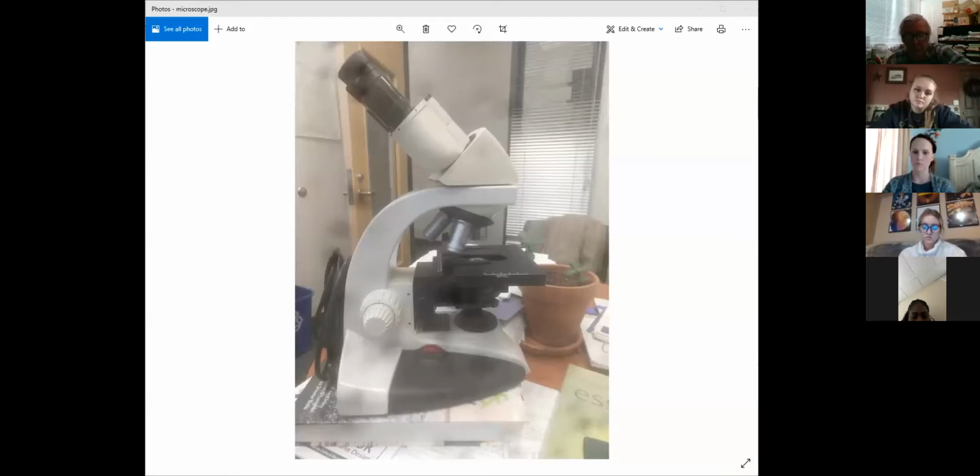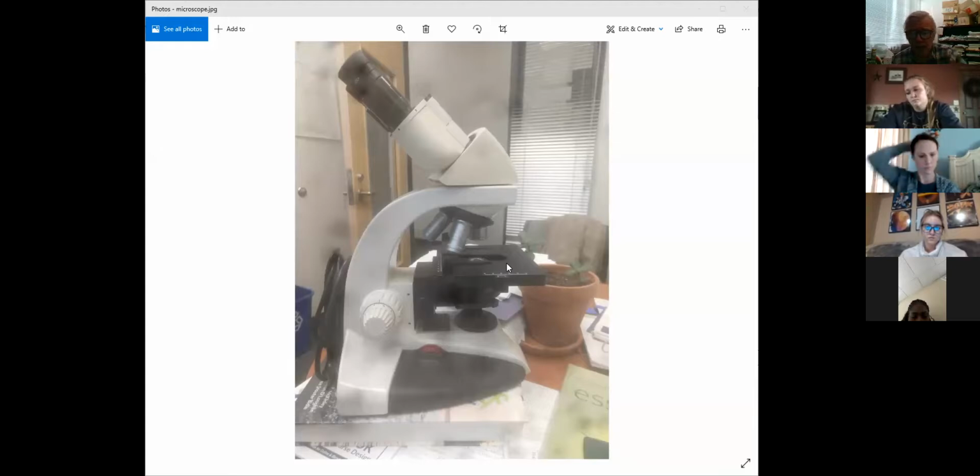Okay, so then a big thing is being able to obviously focus on the object that's on the slide. And usually what we do, let's go through the procedure you use to look at anything on the microscope. Doesn't matter what it is.